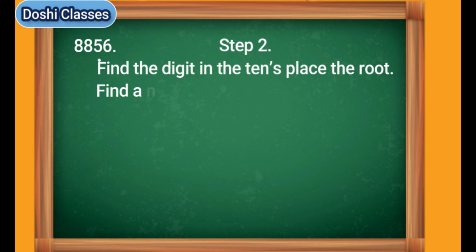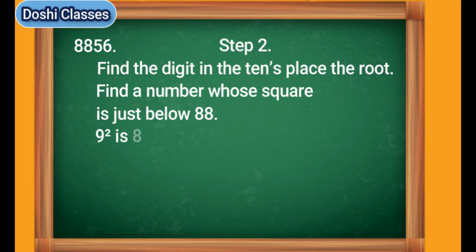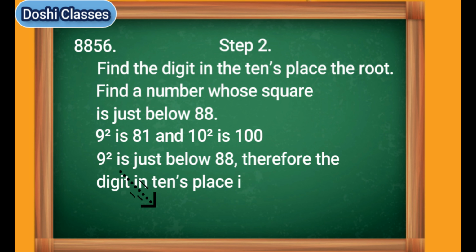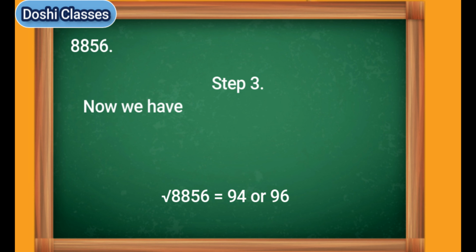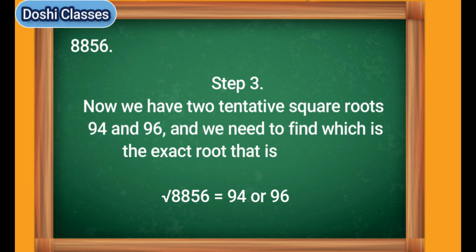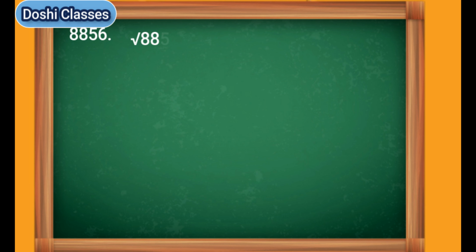Now find a number whose square is just below 88. 9 square is 81 and 10 square is 100. 9 square is just below 88, therefore the digit in the tens place is 9. Now we have two tentative square roots, that is 94 and 96, and we need to find out which is the exact root of the two.